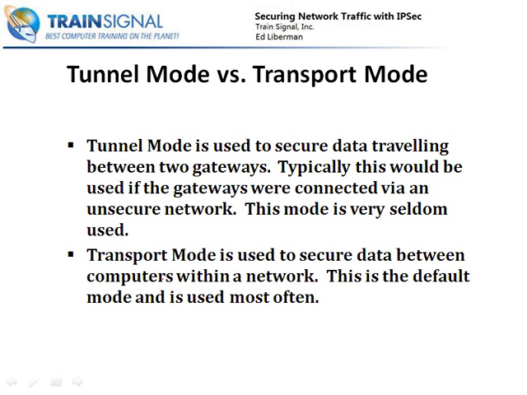What is typically used, and is the default behavior of IPsec, is transport mode. This would be used when you're looking to secure data just between computers within a network. So even though you may be behind firewalls, in what feels like a secure environment, on the chance that either A, somebody has hacked into your network, or B, somebody is already on the inside, there's maybe certain confidential data you want to make sure that no one else sees. You can then use transport mode to secure data from one computer to another within that network.